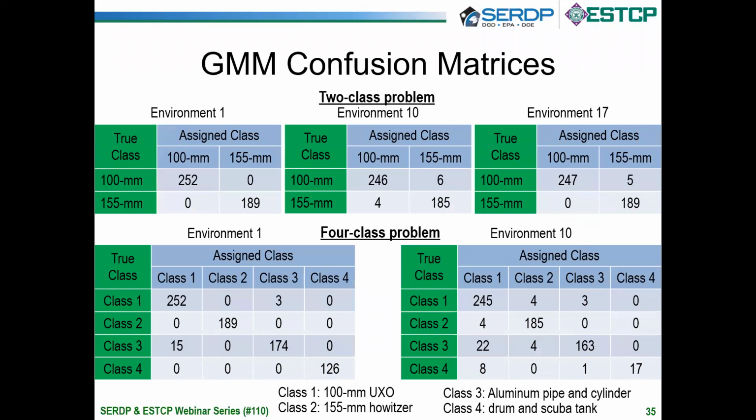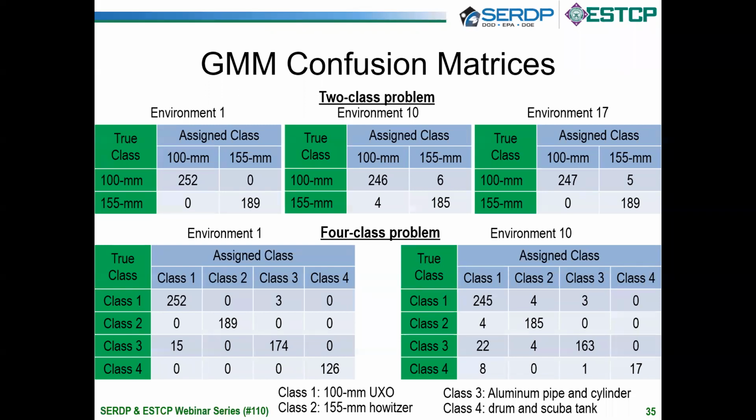Another way to look at these results is through what are known as confusion matrices. I've shown the 2-class problem, that's the binary classification problem, in the top portion of this slide. And the lower portion shows the 4-class problem. So this is a multi-class problem. The top row shows environment 1, environment 10, and environment 17. And the 2 classes of objects in these studies were 100 millimeter shell versus 155 millimeter shell. And with environment 1, which corresponds to mud, we see that all of the test samples for the 100 millimeter shells were actually classified as 100 millimeter, and all the test samples for the 155 were classified as 155, which is a good thing.